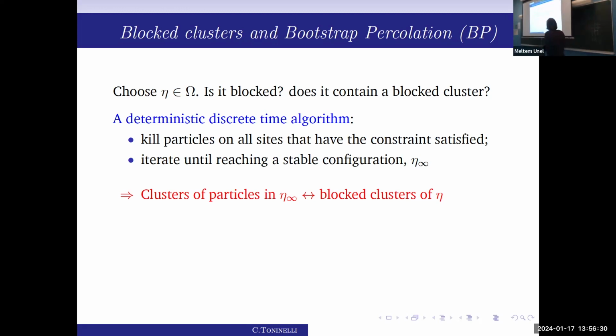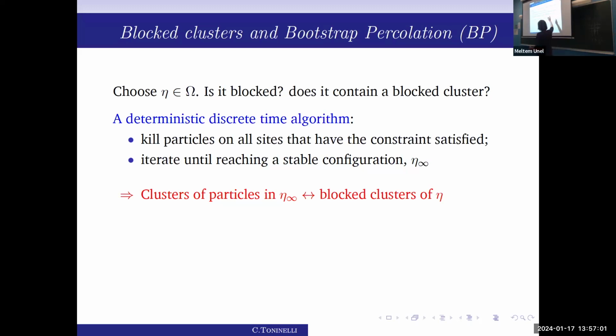There is a simple deterministic and discrete time algorithm that, given an initial configuration, allows me to identify the eventual blocked cluster. And it goes as follows. You take your initial configuration, and now in parallel, you look at all sites, and if they are occupied and they have the constraints satisfied, you empty them. If they are empty, you leave them empty. And then you restart again with a new configuration that you have created, and then you iterate and iterate.